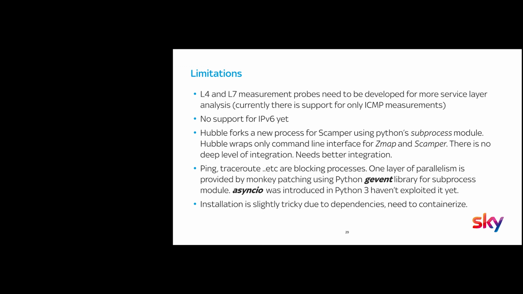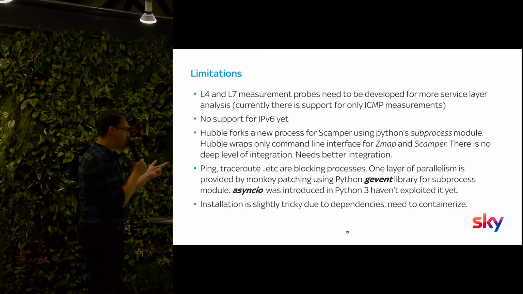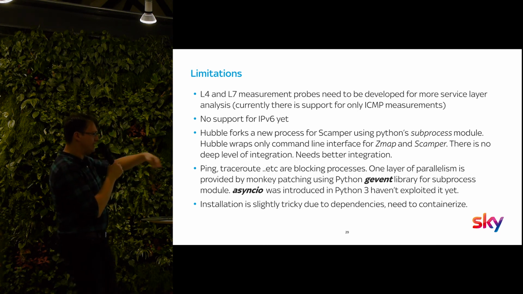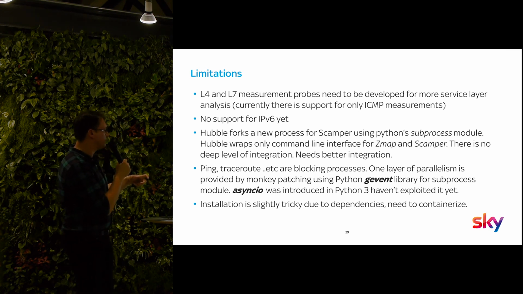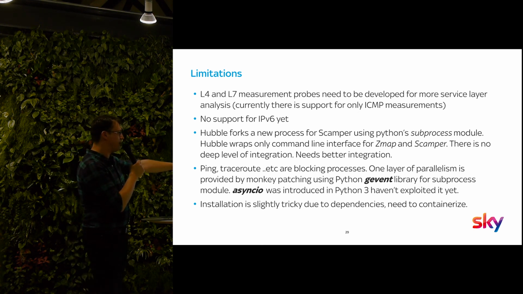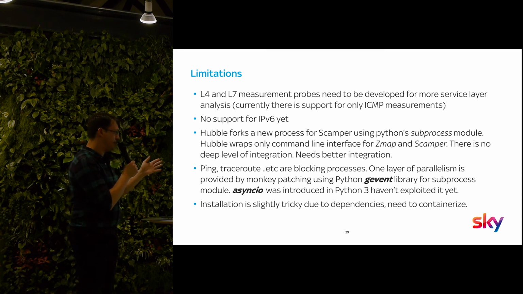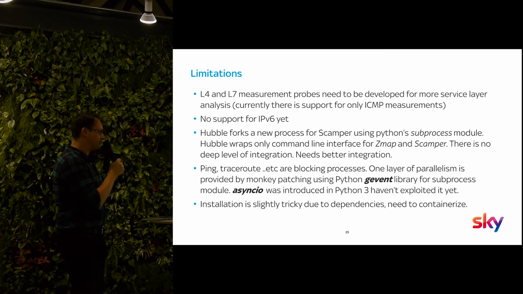One of the things is that ping and traceroute and all those things are blocking processes. When you send a ping, you just wait until it returns. So you need to parallelize. What I did is use monkey patching from the Python gevent library, which replaces the subprocess module in Python with a non-blocking one. There are some improvements that can be done by using the native support from Python 3. Python 3 has an asyncio module, which I haven't used. That's one of the improvements that can be done.